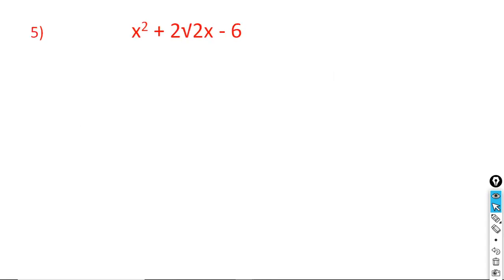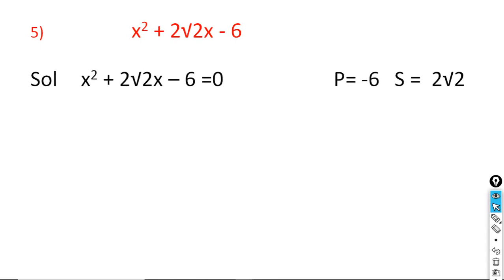Now let us try another problem. In this problem, the question given to you is x square plus 2 root 2x minus 6 is equal to 0. And we identify the product here. The product comes to be minus 6 and the sum is 2 root 2. Now in this case, the product is 6. We have to find the positive factors of 6. It will be 3 and 2.